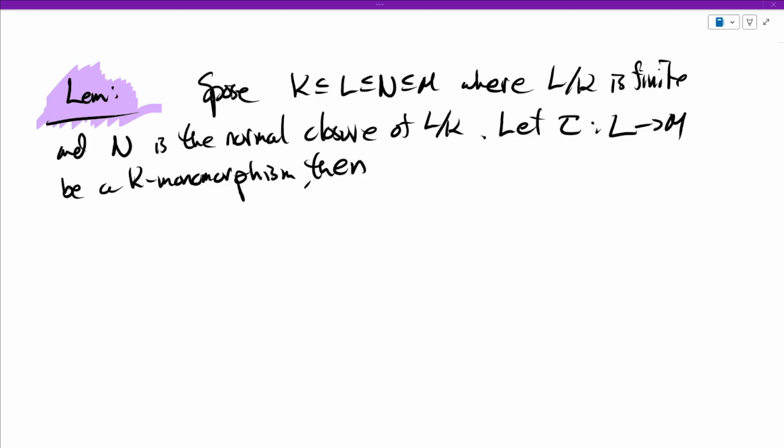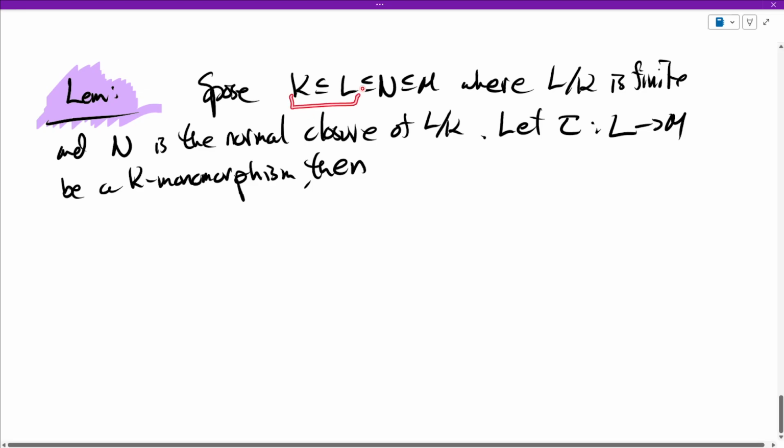Okay, so the next lemma is going to seem kind of weird, but it's also, again, very helpful. Let me state it, and then I'll tell you what it's saying. Suppose you have a tower of extensions with four terms, so K and L and N and M. L over K, this first one, is finite.